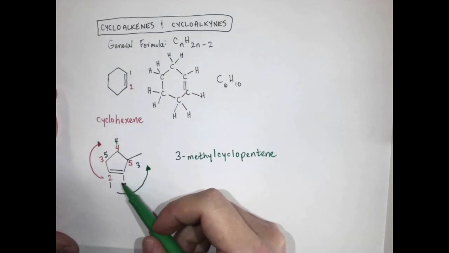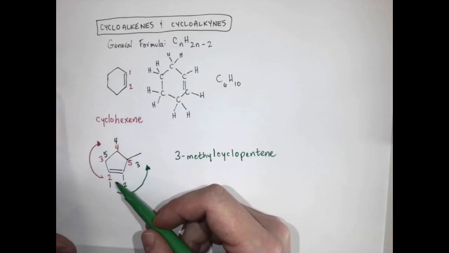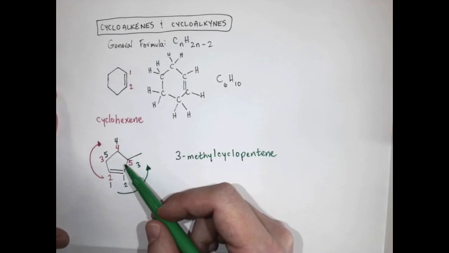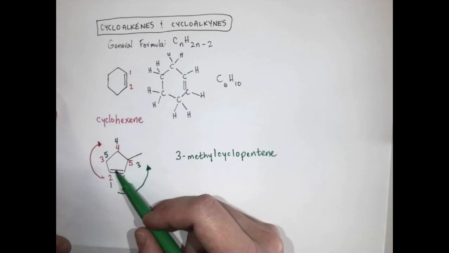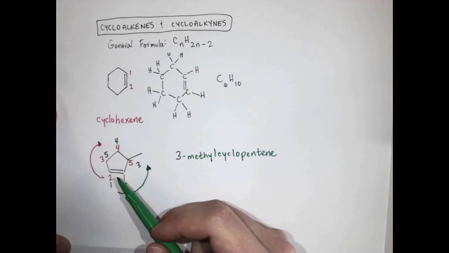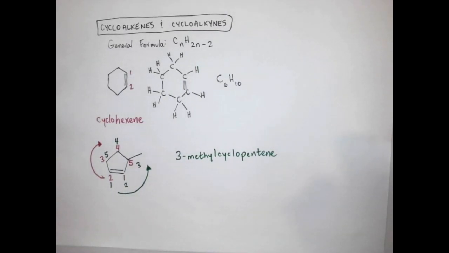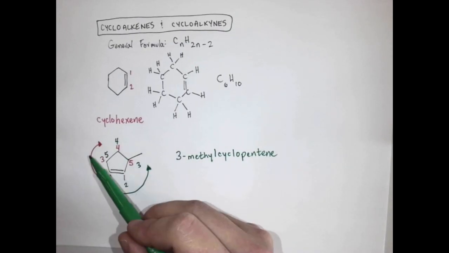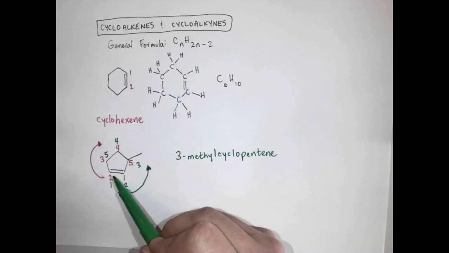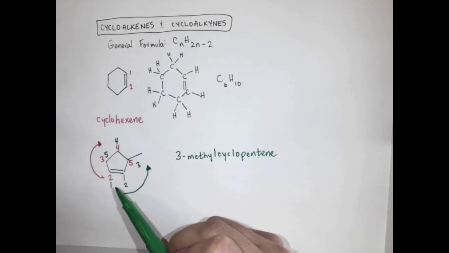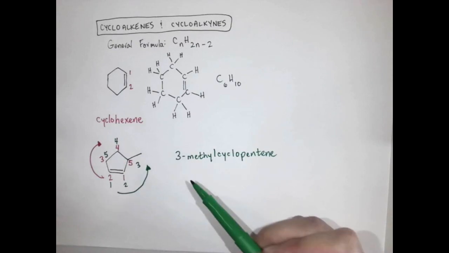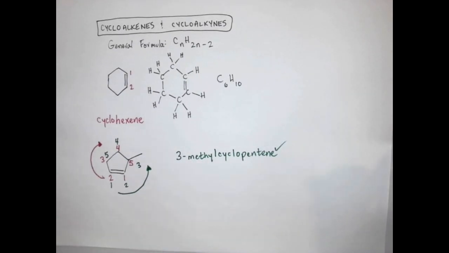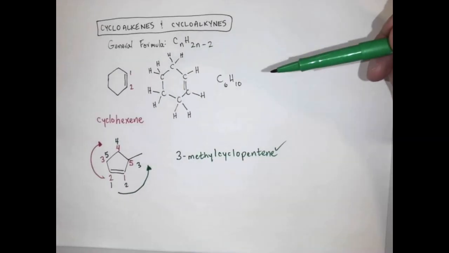Okay, so the double bond always goes through carbons 1 and 2. And then you number the branches based on how you number the double bond. The branches need to be numbered so that they get the lowest possible number. So this gives us 3-methylcyclopentene. If we went in the clockwise direction, we would get 5-methylcyclopentene. So 3 is lower than 5, that's why we go with 3. All right, so that's naming and drawing cycloalkenes.